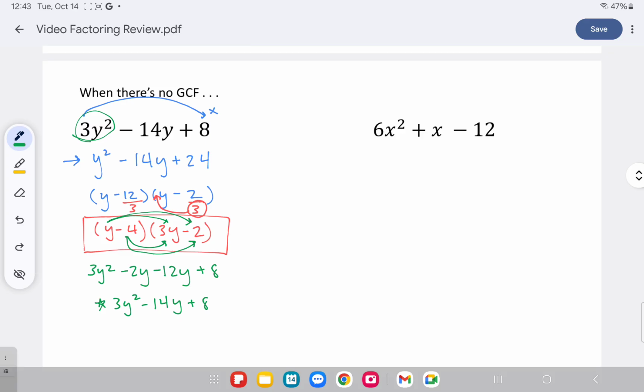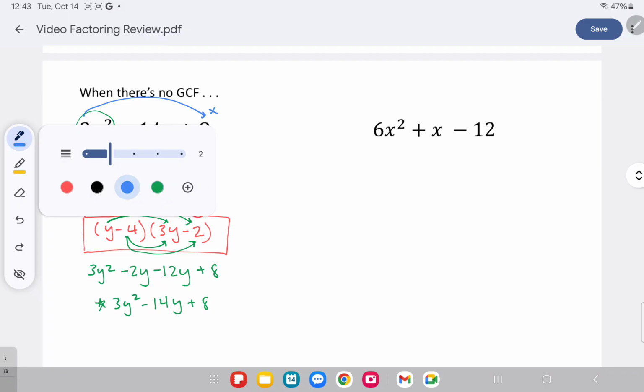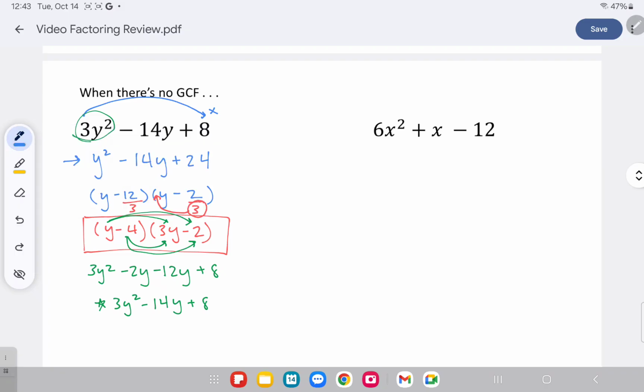Another example, same idea. There's no GCF because that middle term just has an invisible 1 in front of it. So we're going to cheat by multiplying the 6 by the 12 to get rid of it. So we have x squared plus x minus 72. We're looking for two numbers that multiply to negative 72, so one positive, one negative number, and they need to add to 1. So that's going to be a positive 9 and a negative 8.